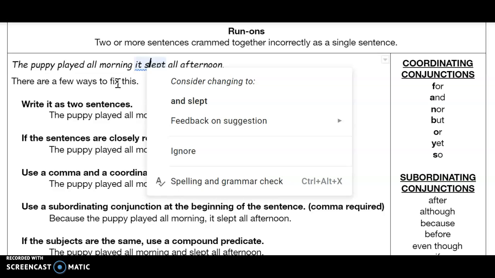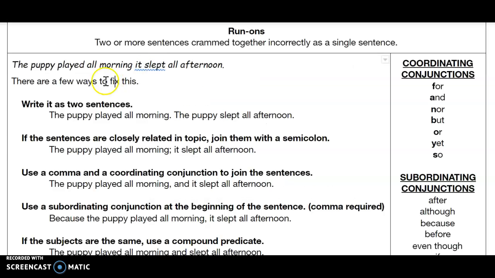There's something wrong with this. It wants to say and slept. So, the puppy played all morning and slept all afternoon. That would be fine. It's incorrect this way. So never, never, never turn in your schoolwork with any of these blue lines like this, these squiggly lines. If they're red squiggly lines, that's spell check. Make sure you do the same thing. Click on it. The computer's trying to help you get these things correct. So accept that help from the computer.